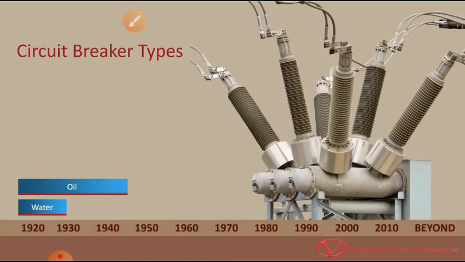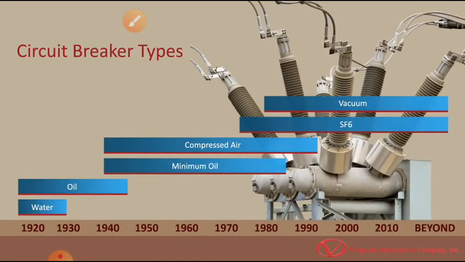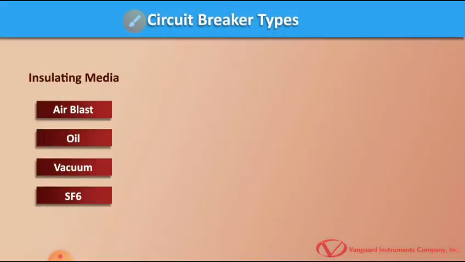This timeline shows the popularity of each breaker type over the years. You can see that most breakers today are either vacuum or SF6 breakers due to their smaller size. Before that, we were using oil breakers, and before that, even water.